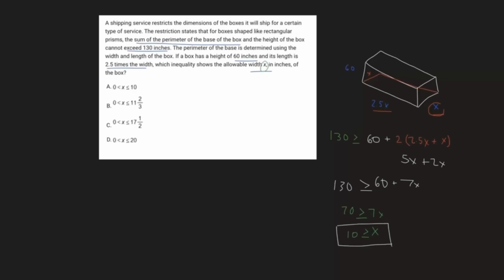So let's look at our answer choices. For A, we have x is greater than 0, but less than or equal to 10. Well, that actually lines up exactly with our inequality. For all these inequalities, x has to be greater than 0, which makes sense because you can't have a width of 0 for a box like a rectangular prism. And therefore, since this part of the inequality matches up with what we have down here, it's the same thing but flipped, our answer choice is going to be A.